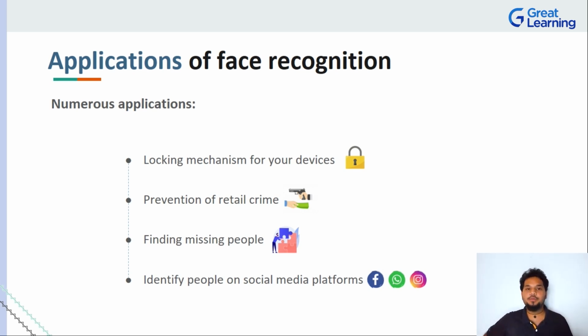Anyway, coming to the second point, it says prevention of retail crime. Now, how are we preventing crime with face recognition, right? Think about it. All these supermarkets, all these stores where there's cash being transacted or where there are products, and you usually see in movies where someone brings a weapon into a retail chain and just takes away all the cash and runs away, right?